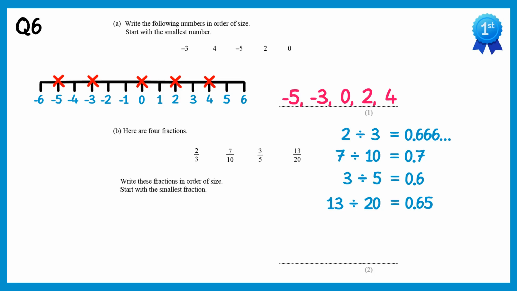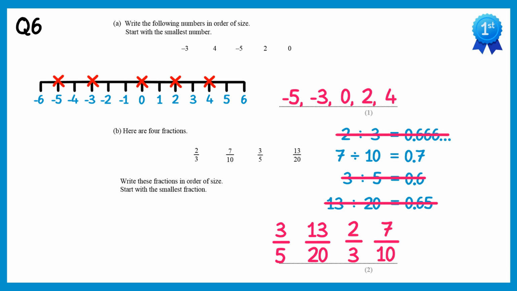Now we have these as decimals, it's easy to see which is the smallest, so 0.6 is the smallest one, which was 3/5. Then it's 0.65, which is 13 over 20. Then it's 2/3, and finally 7 over 10.